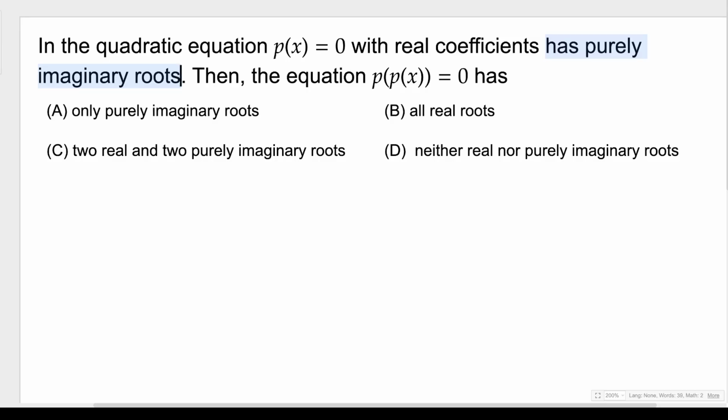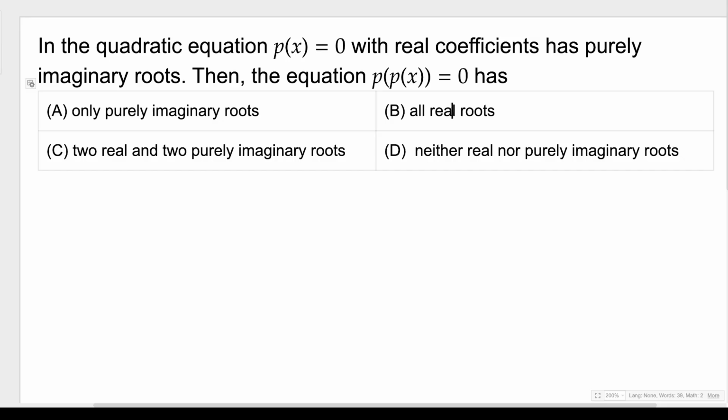And this quadratic equation has purely imaginary roots. If that is the case, it is asking about the equation p of p of x, the composition of the function, equal to 0. For this equation, these are the options that are given. Option A: it will have only purely imaginary roots.